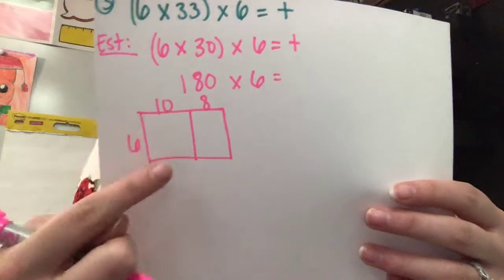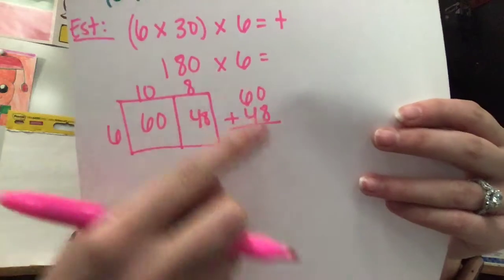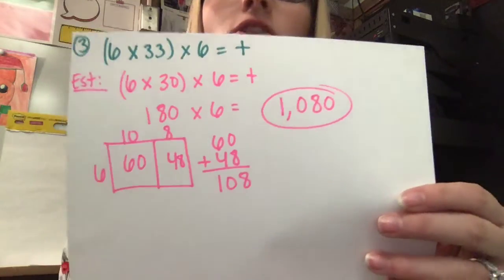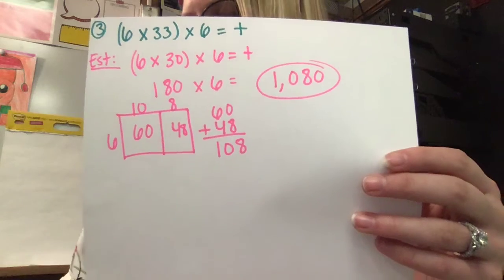I might do the box method for this. So I'm going to draw a little box and just split it up with the 10 and the 8. I know I'll have to add that 0 at the end. So 10 times 6 is 60, and then 6 times 8 is 48. I add 60 and 48 together, and I should get 108. But then I got to tack on that extra 0, right? So our estimation is 1,080. That's our estimation. Now let's actually check our work and see if we get close.